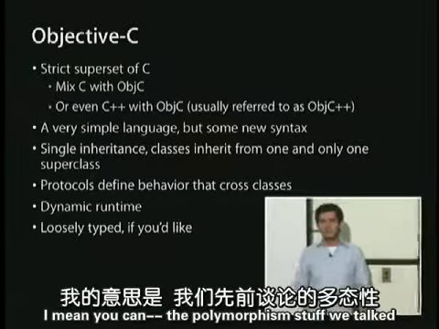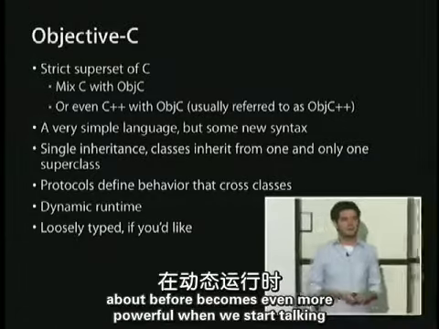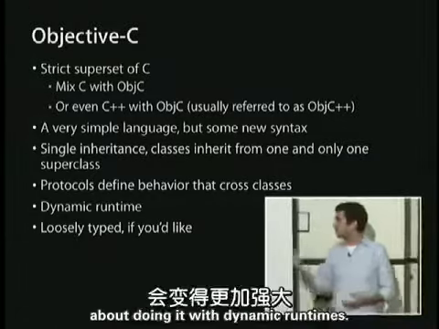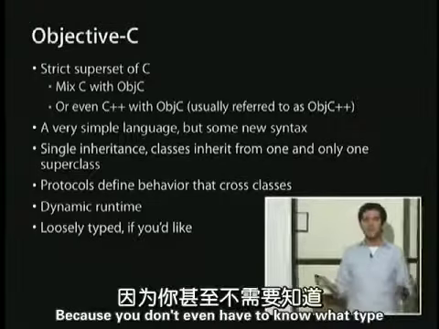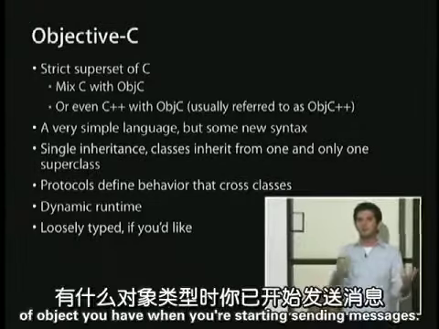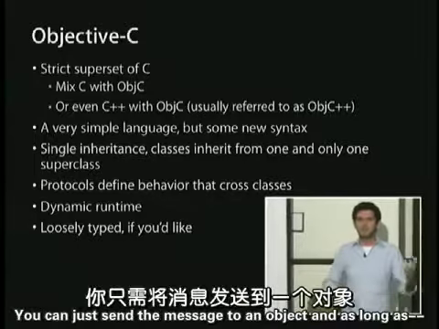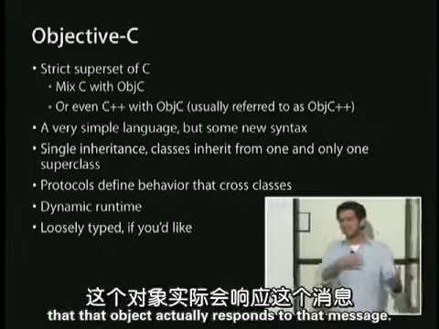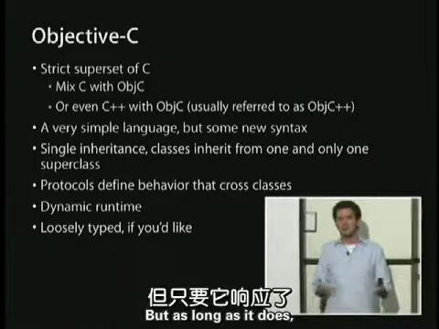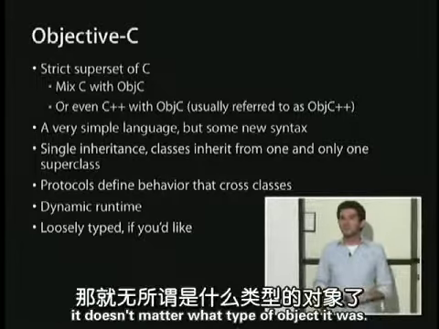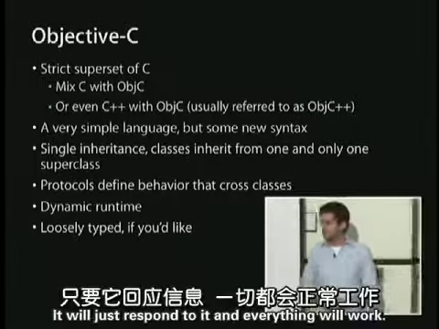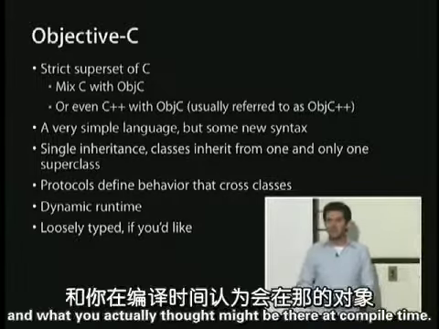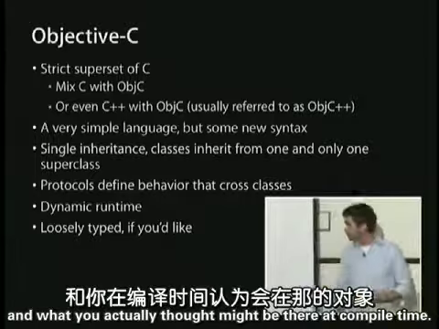The polymorphism stuff we talked about before becomes even more powerful when we start talking about doing it with dynamic runtimes, because you don't even have to know what type of object you have when you start sending it messages. You can just send a message to an object, and as long as, well, you should be pretty sure that that object actually responds to that message, but as long as it does, it doesn't matter what type of object it was, it'll just respond to it and everything will work, even if it's a different object than what you actually thought might be there at compile time.